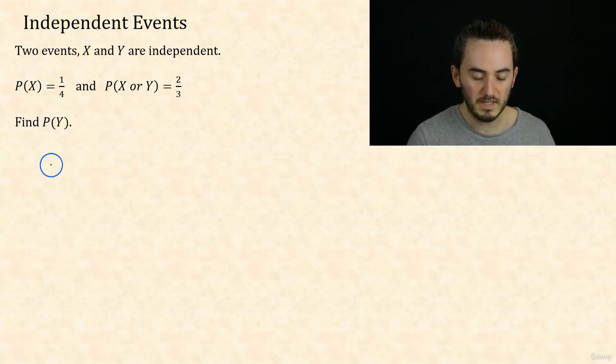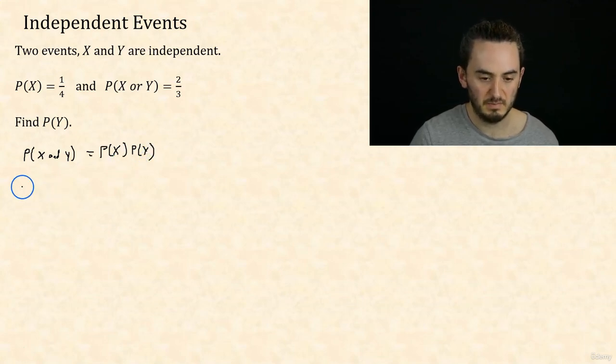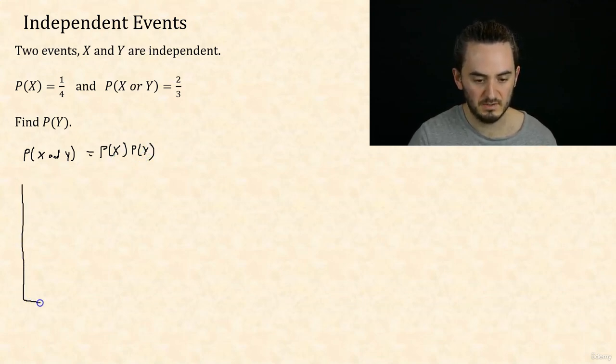All right, well, if they're independent, it means the following. It means that the probability of x and y is the probability of x multiplied by the probability of y. So we're probably going to need to use that fact at some point. Let's see if we can represent this information in a Venn diagram.